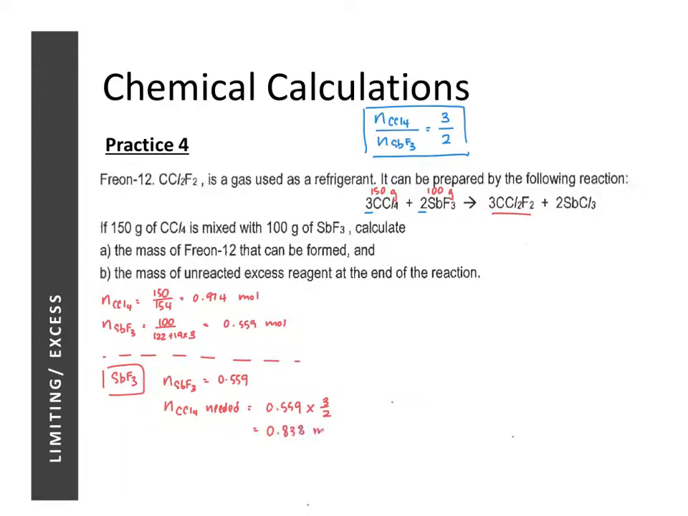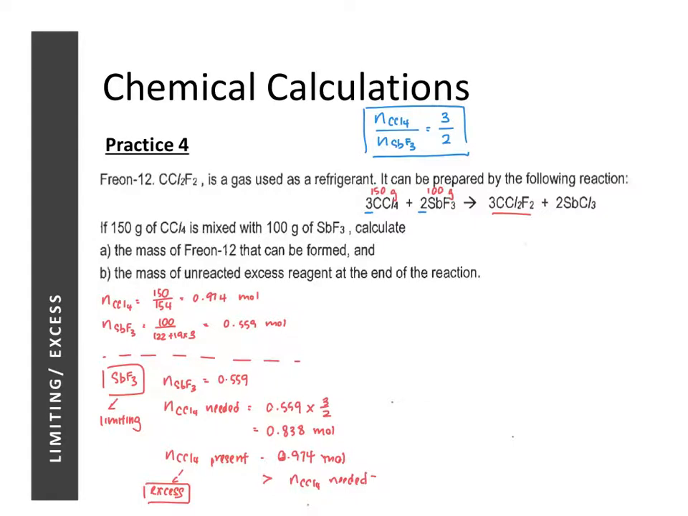0.838 moles. And the number of moles of CCl4 present, which we found earlier, is 0.974 moles. So what does it mean? The number of moles present is more than the number of moles of CCl4 needed, and that would mean that your CCl4 is in excess, and your SbF3 is your limiting reagent.